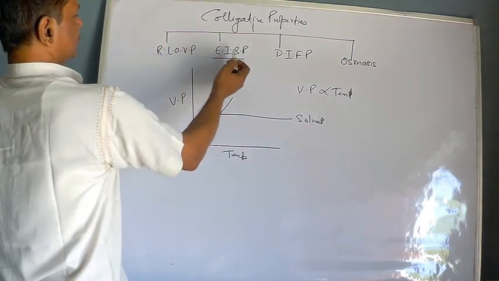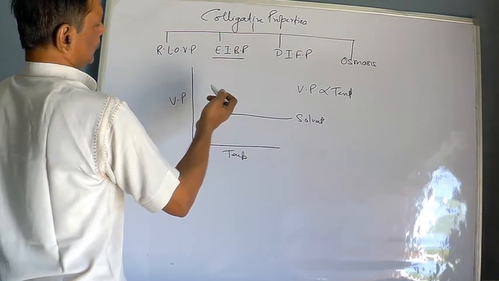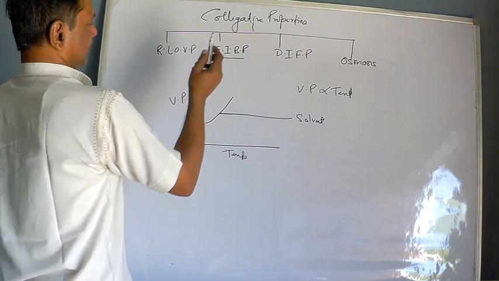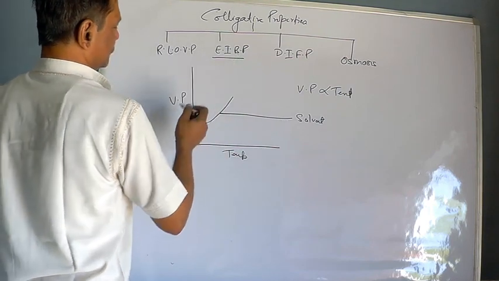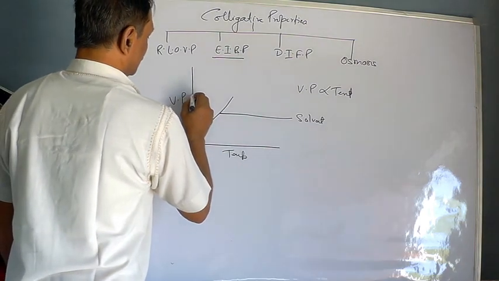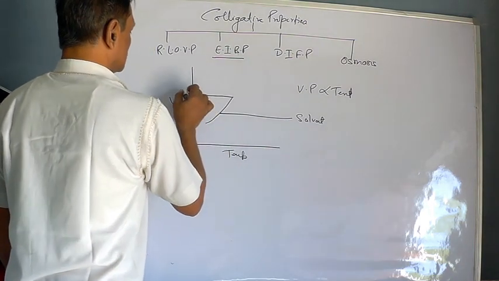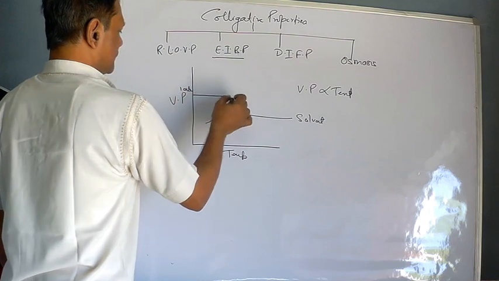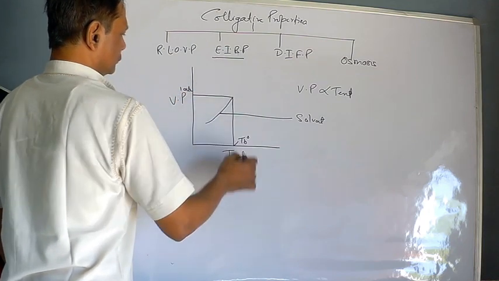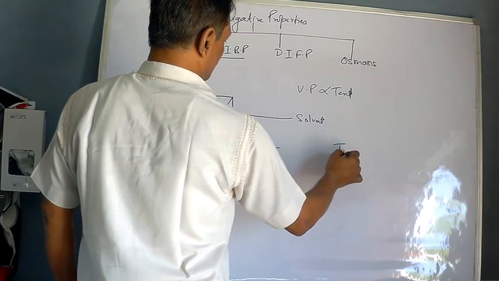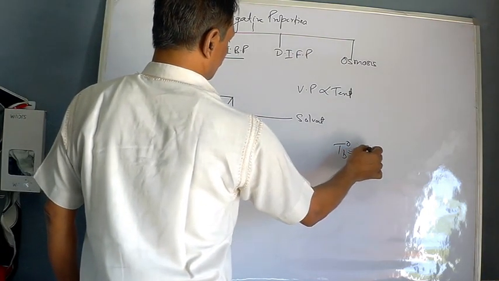And the topic is boiling point. So we know boiling point is the temperature at which the vapor pressure of a liquid becomes equal to atmospheric pressure. So if it reaches 1 atm pressure, that corresponds to TB0. So what is TB0? TB0 is your original boiling point.